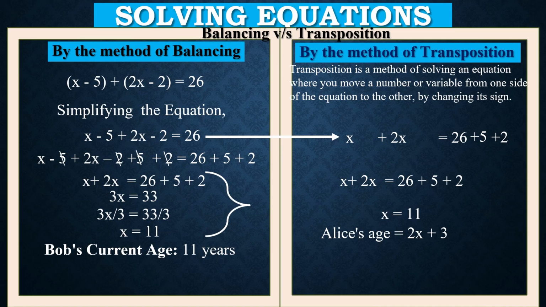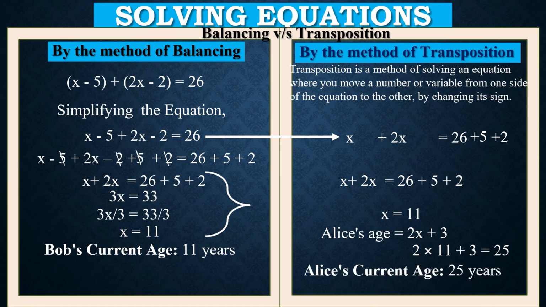2x plus 3. Now substitute the value of x, which is equal to 11. So we get here 2 times 11 plus 3, which is equal to 25. So Alice's current age is 25 years.